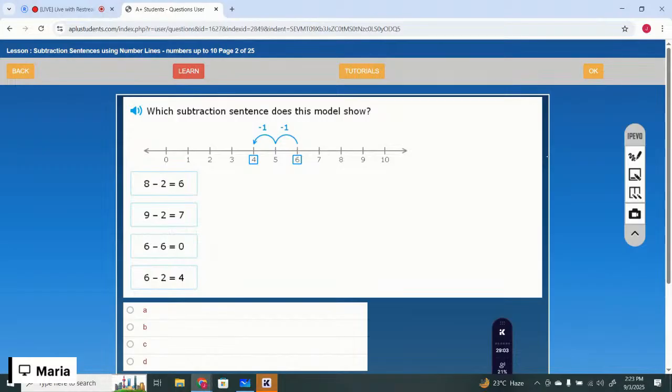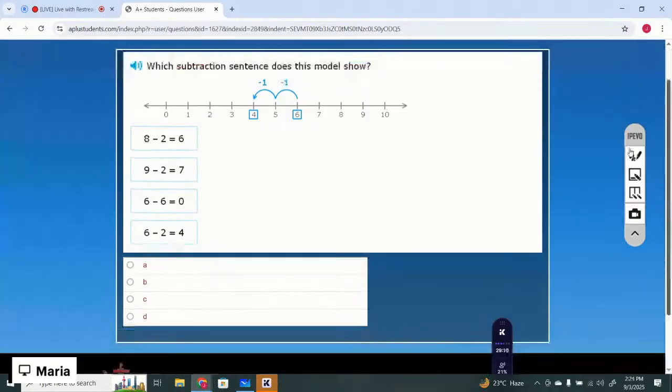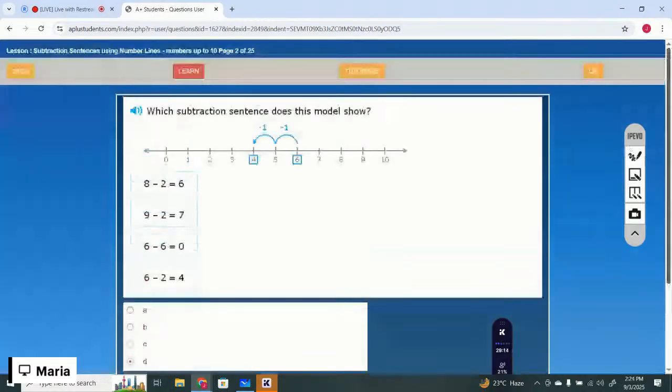You started at 6, go back 2 times, so you end up on 4. So option number D is the correct option. That is 6 take away 2 is 4.